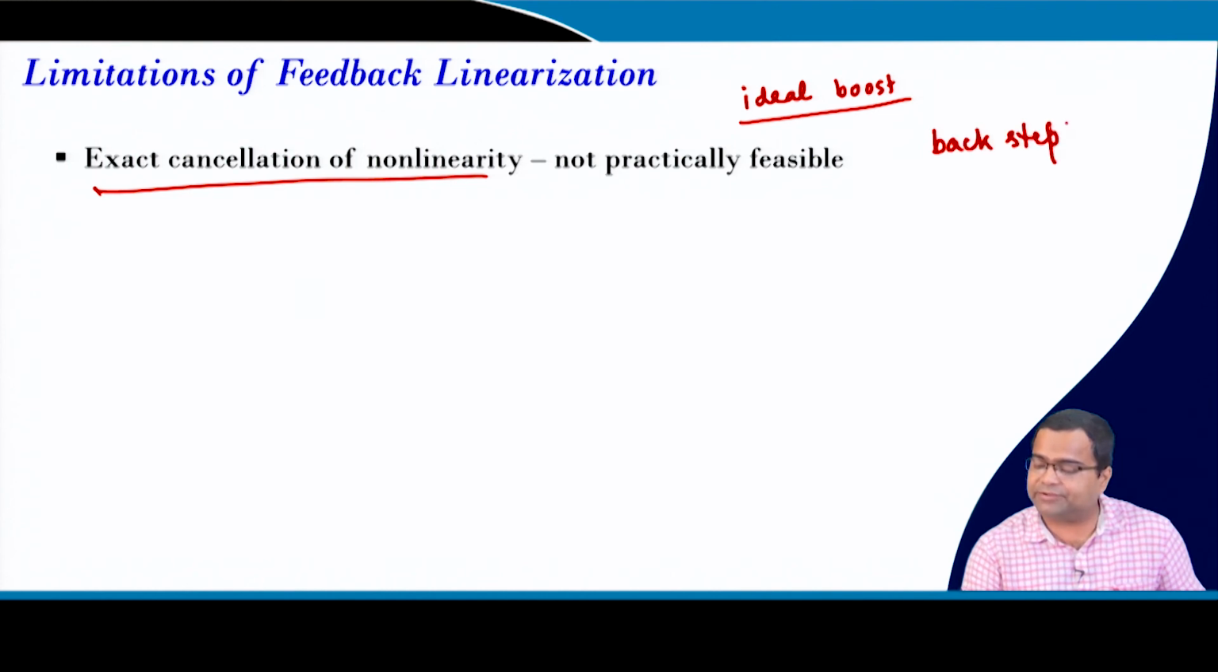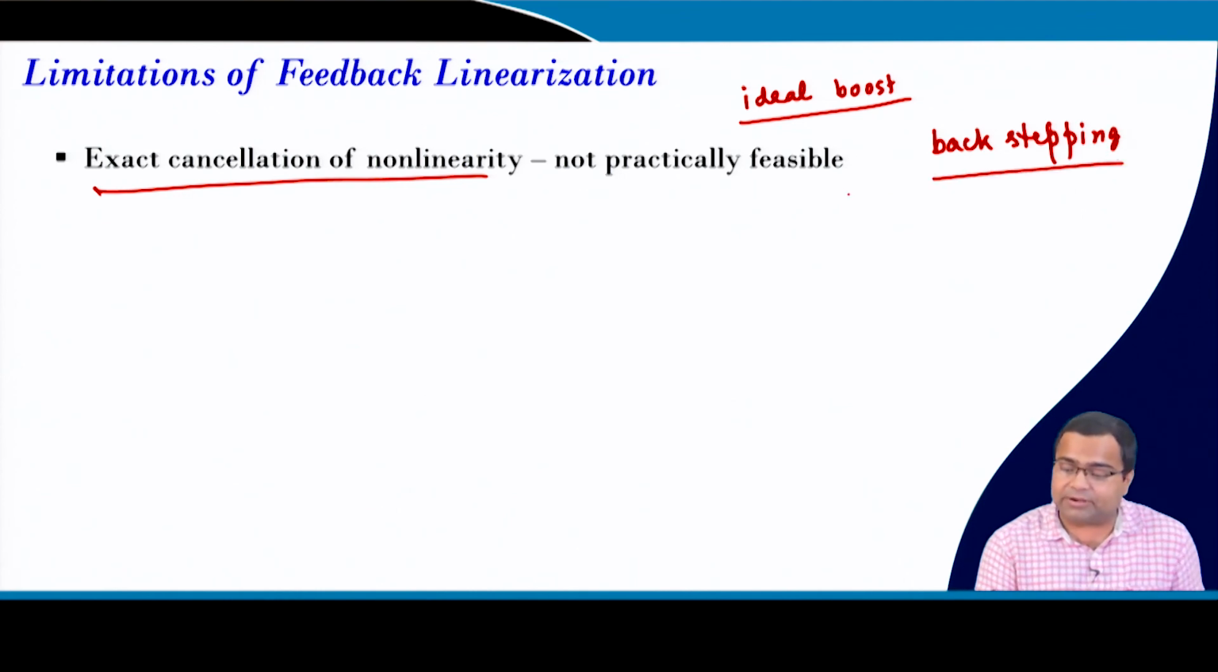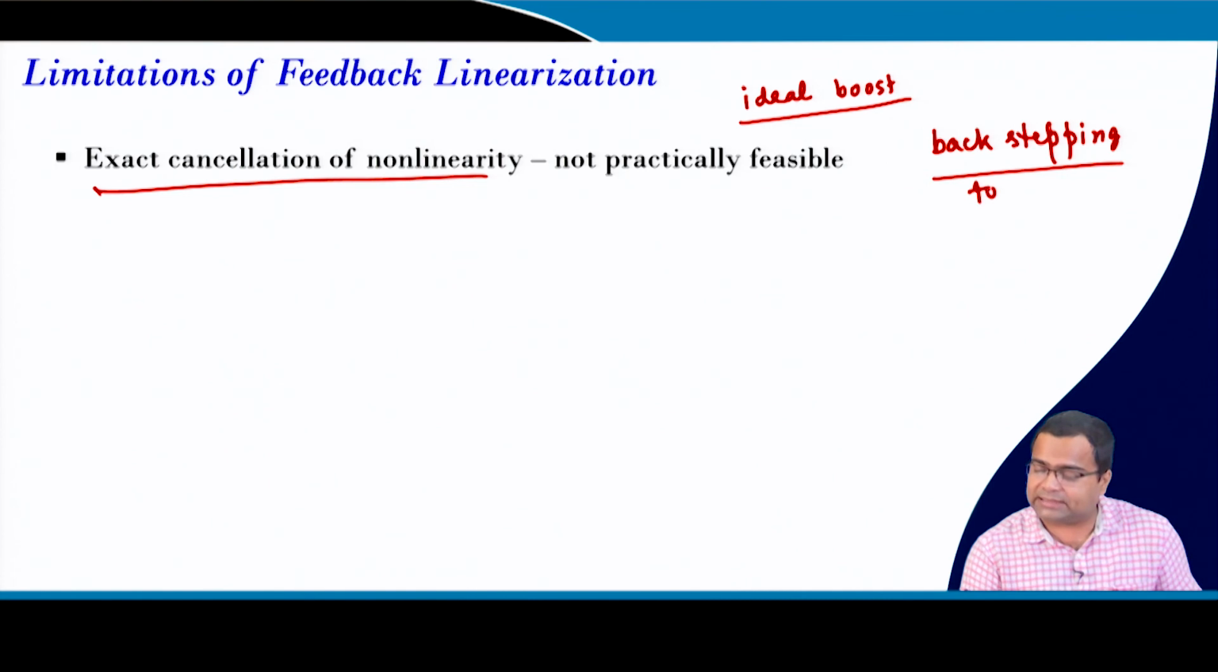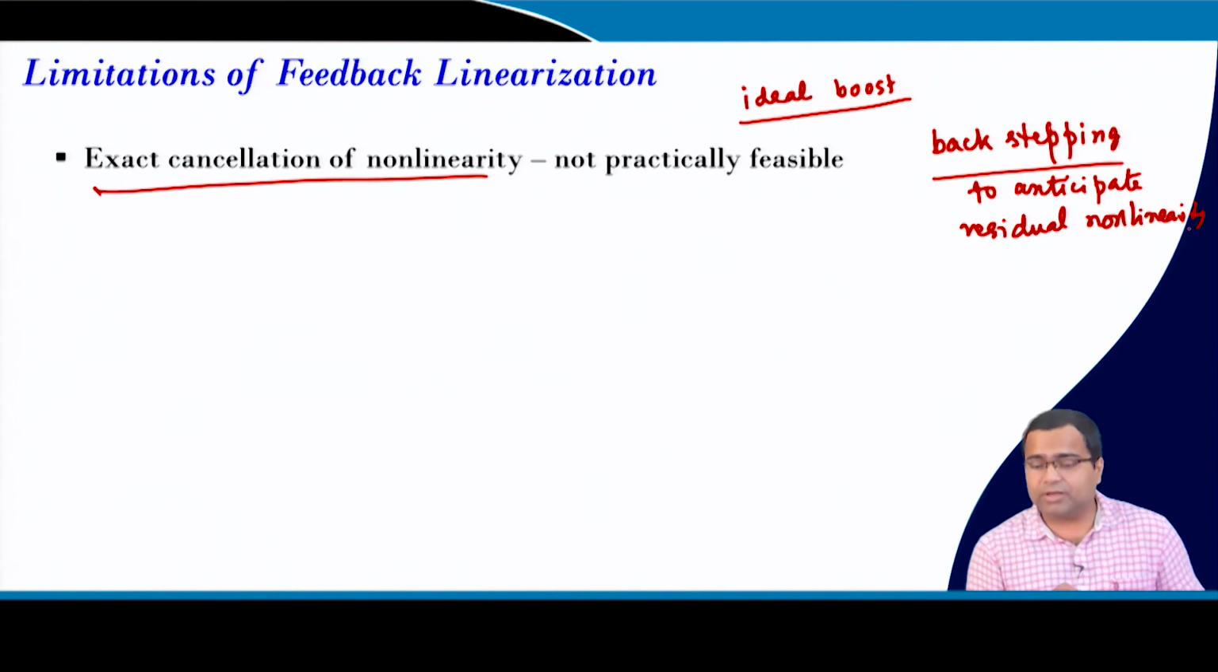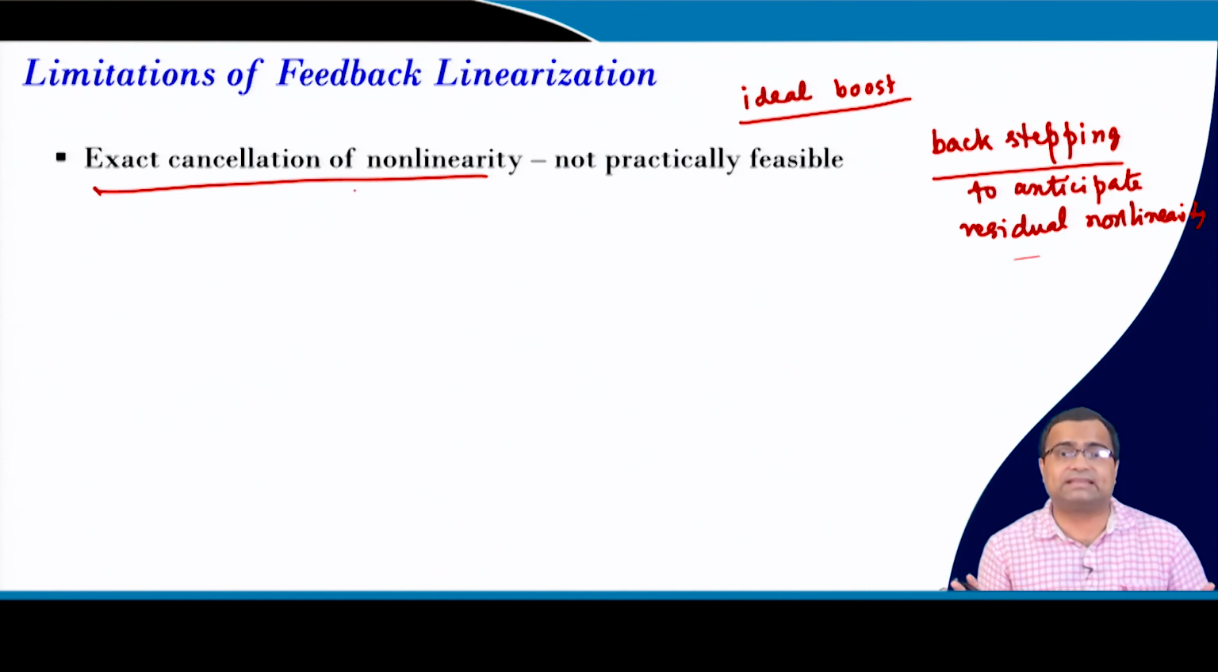which will give you some kind of robust performance, because there will be some residual nonlinearity, because we are relying on the exact cancellation, and that is not possible. If that is not possible, if there is some residual nonlinearity, how to make sure it is stable? That is the first criteria.